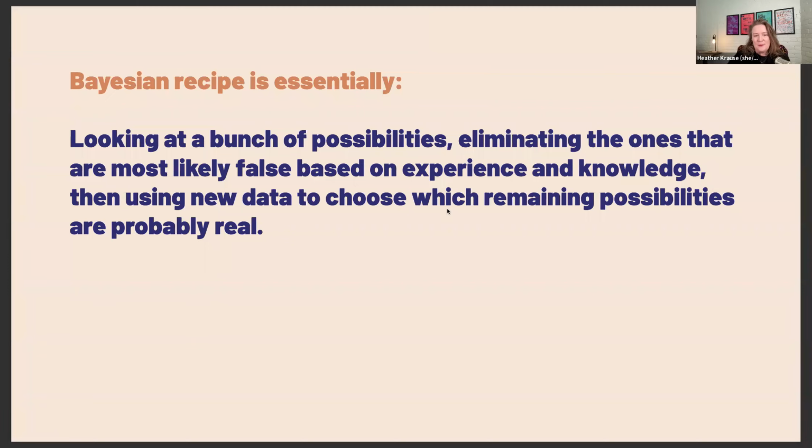So essentially, a Bayesian analysis, a Bayesian recipe, when we're cooking with Bayesian, we are essentially looking at a bunch of possibilities, a bunch of possible answers to the question that we're trying to answer. We're eliminating the ones that are probably false based on experience and knowledge. Then we're using data to choose which one of the remaining possibilities are probably real.